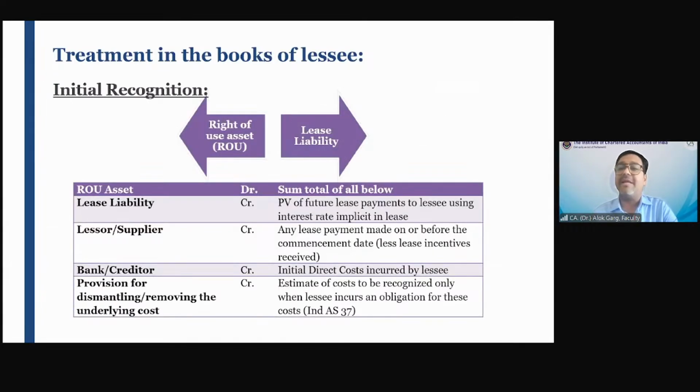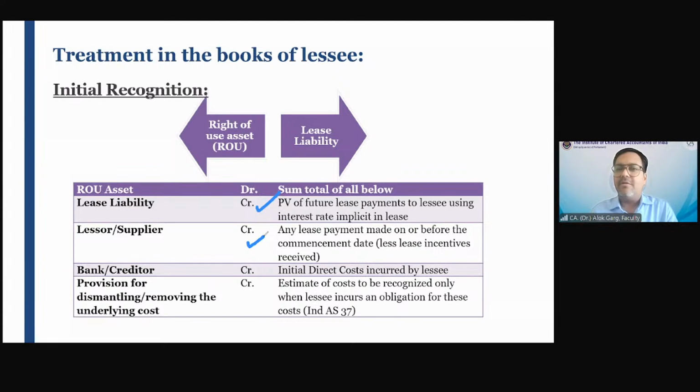Now, what is my right of use asset? My right of use asset is equal to present value of future lease payment plus any lease payment made on or before the commencement date. For example, the lessee and the lessor entered into a contract on 1st April 2025 for a period of 3 years. And the rental is 1 lakh rupee every year.